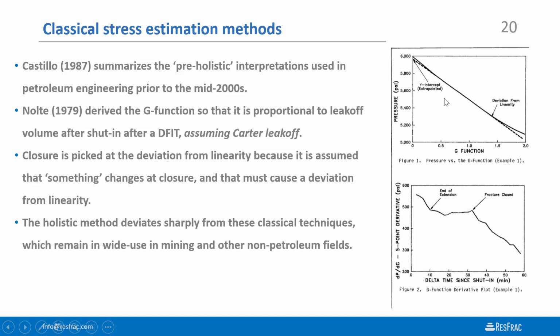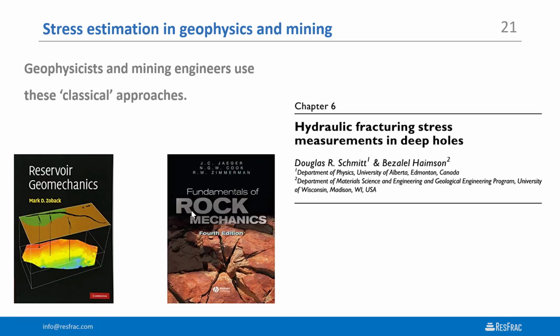So I'm going to show the equations for that later, but the point is they recognized that when the fracture walls touch, something changes about the system, and that something must cause a deviation from the ideal conditions, creating this straight line. So that is the concept of Castillo 1987. This is essentially what would have been done universally in petroleum engineering up at least until the year 2000. This is also highly consistent with methods you would find taught in other fields.